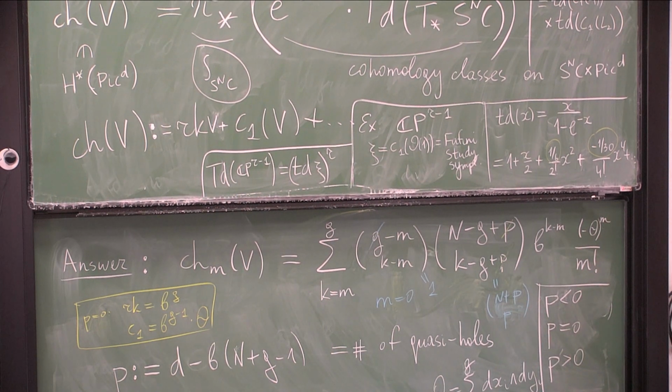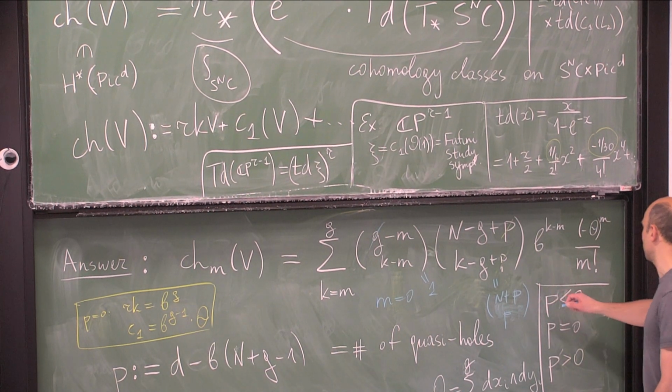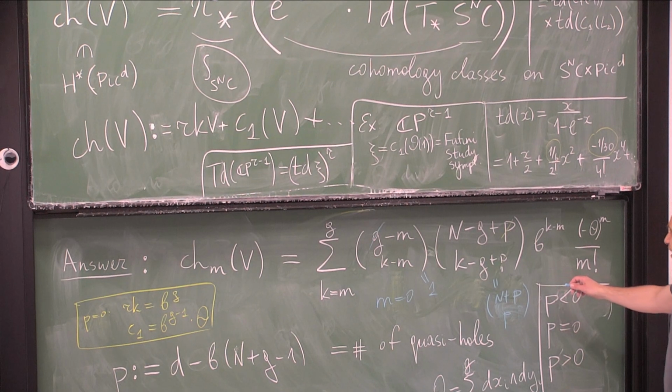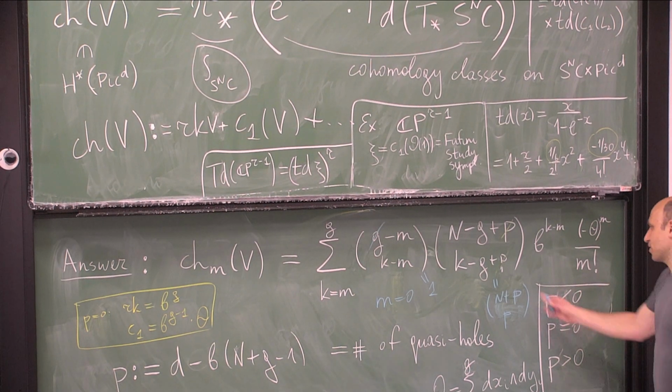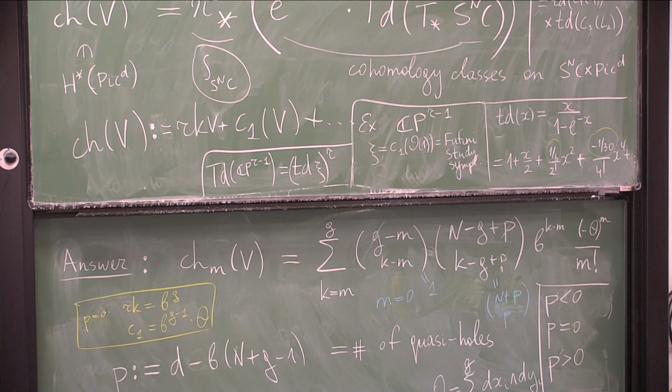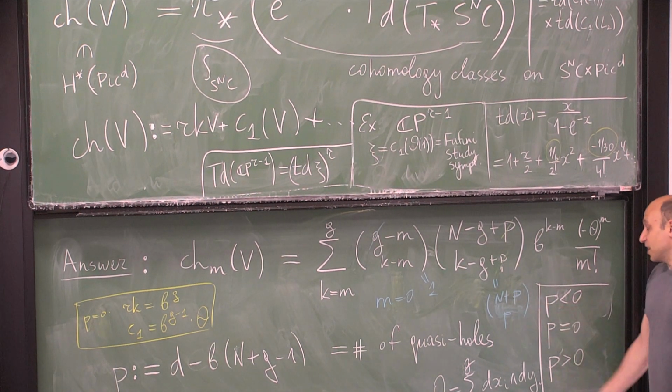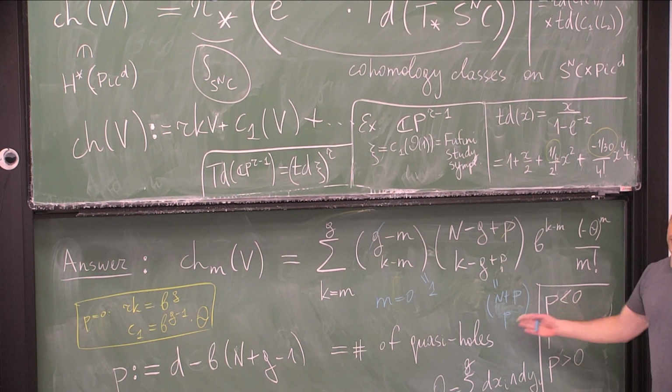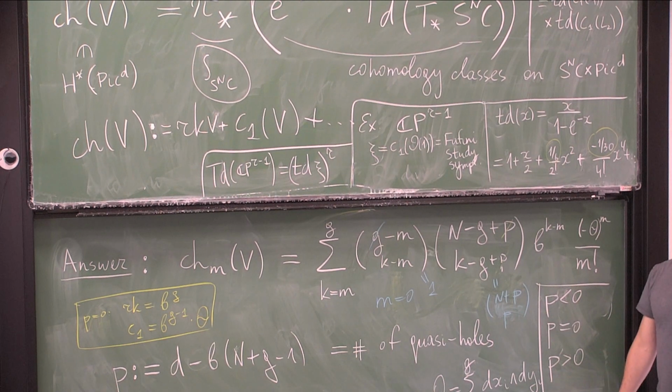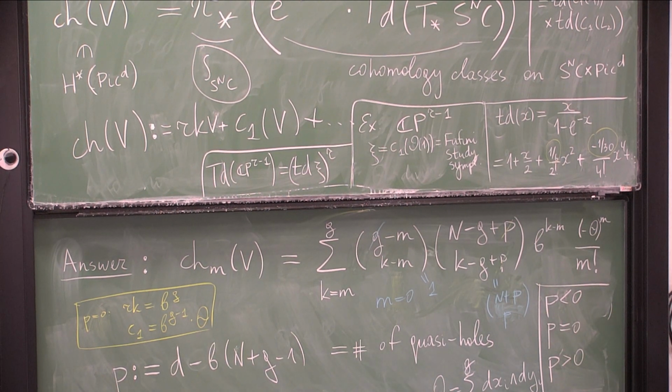And this is times b to the power 0, since k is 0. So that's the rank of the vector bundle, the dimension of the space of Laughlin states, and in genus 0 this formula was known. Number of symmetric polynomials of degree.